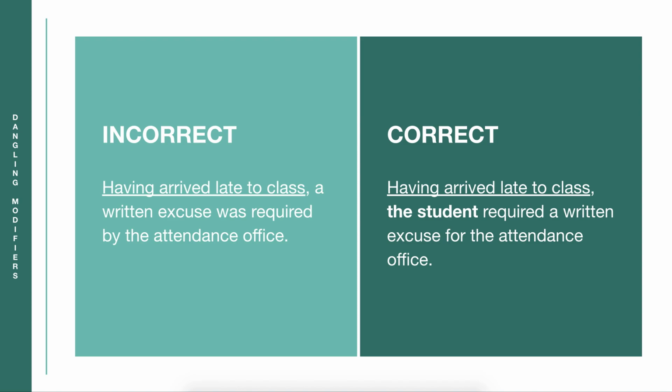Now to fix a misplaced modifier, all you need to do is move the modifier right next to whatever it is describing. To fix a dangling modifier, you have to add in the noun or the verb that is being described by that modifier. In this case, what we did is we added the words the student to our sentence in order to make it so that our modifier was accurately paired up with something.